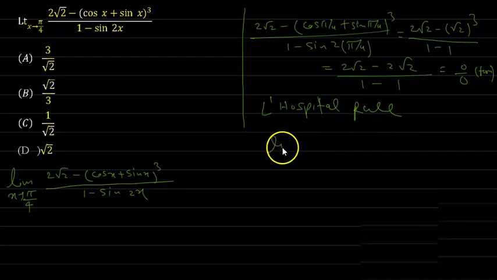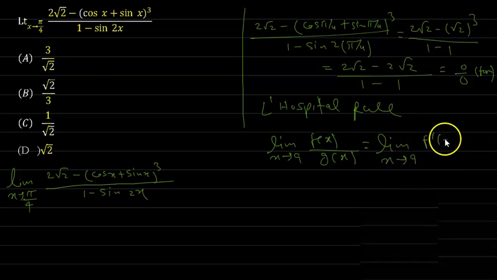L'Hospital rule is: suppose limit x tends to a of f x by g x is equal to the same limit x tends to a of f dash x by g dash x, where f dash x is the derivative of f x and g dash x is the derivative of g x. So applying the L'Hospital rule, we will get limit x tends to pi by 4. The derivative of 2 root 2 is 0.